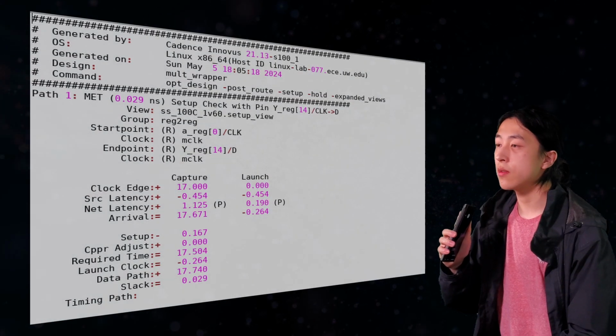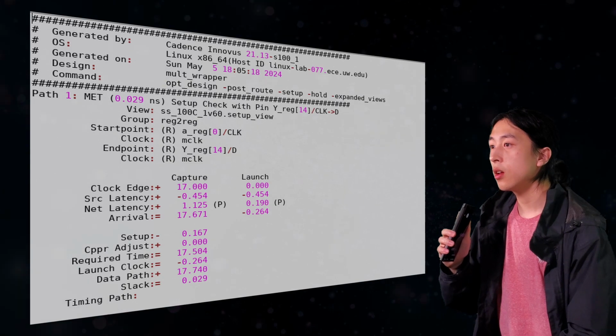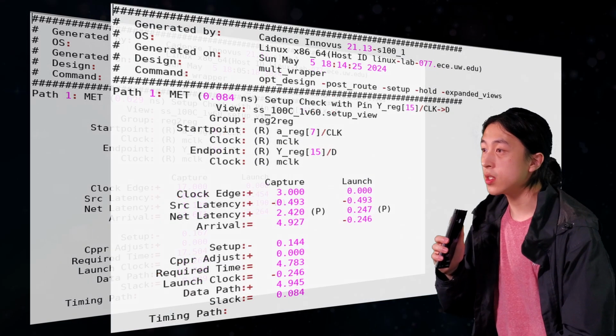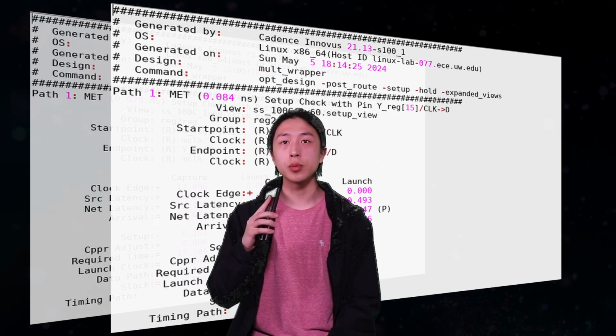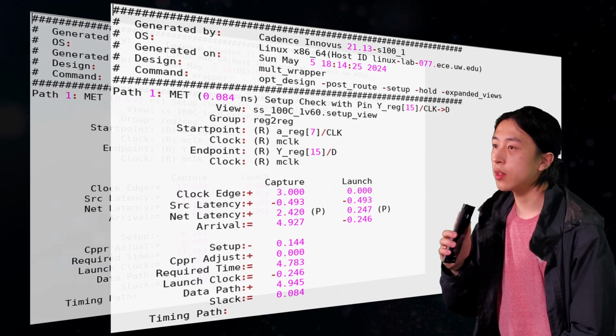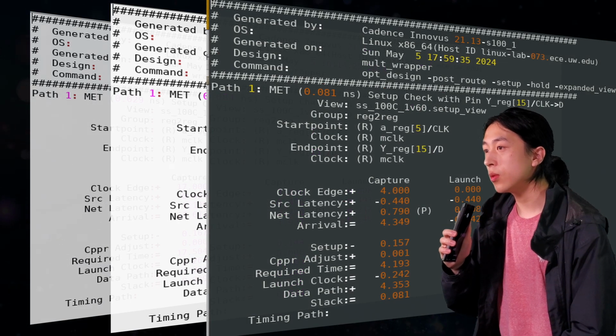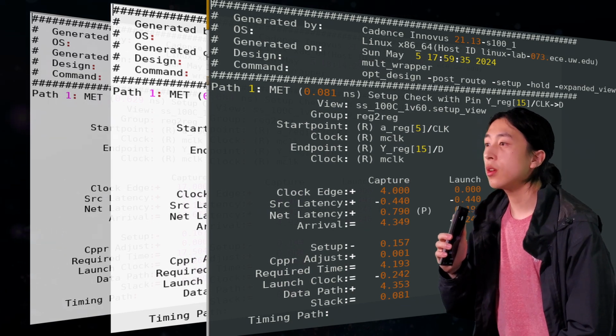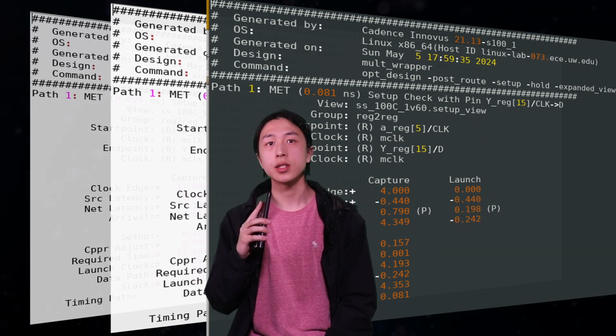With the Wallace tree, we saw a data path delay of 17.7 nanoseconds, and with HPAM4, we saw a data path delay of 4.945 nanoseconds, which is a huge 72% decrease from the Wallace tree design. With HPAM2, we saw a data path delay of 4.353 nanoseconds, which is an 11% decrease from HPAM4. The HPAM designs also take an average of 18.3% less area than the Wallace tree design.